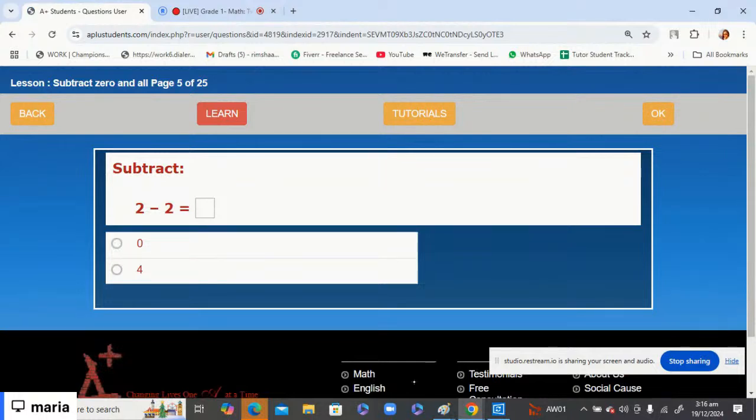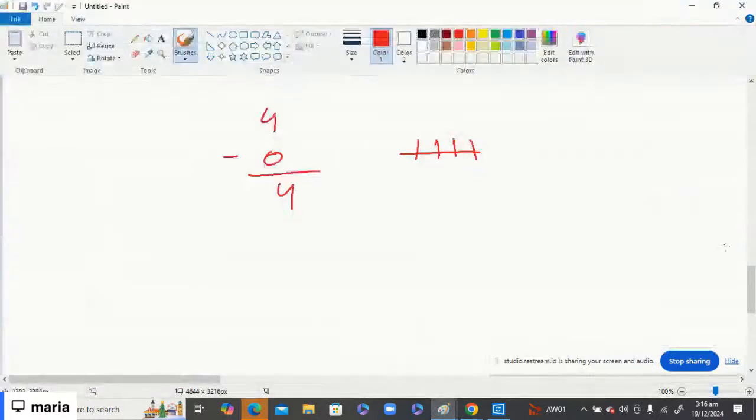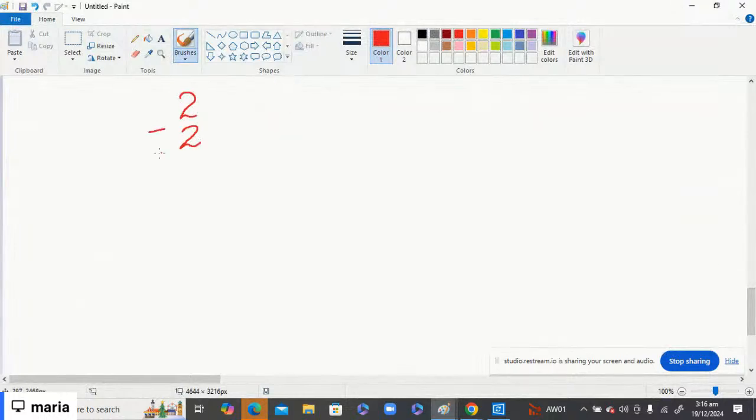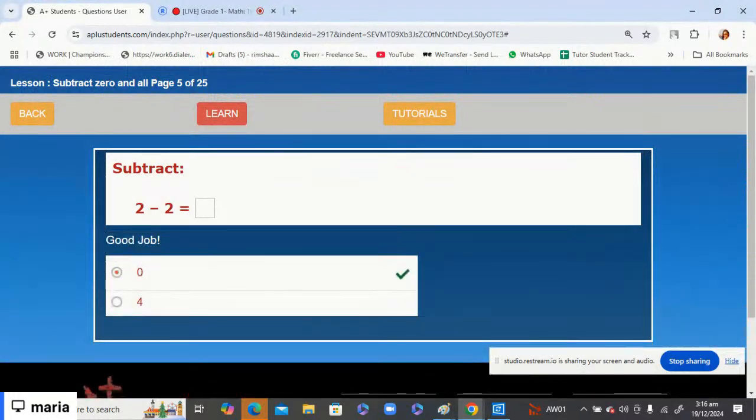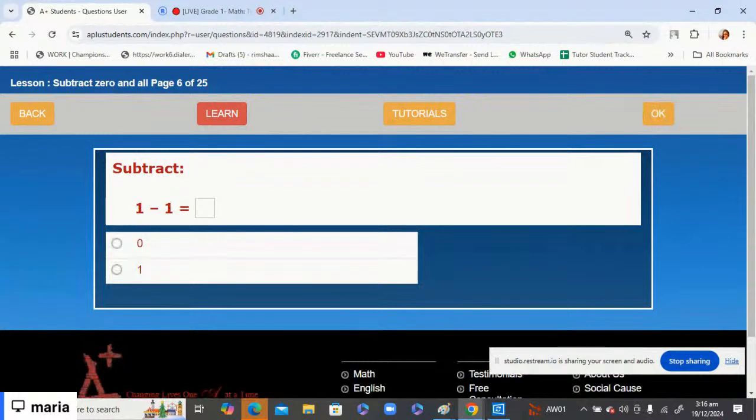Now here 2 minus 2. Look at here now. If two numbers are the same and are subtracted, then you get the answer 0. How? Like there is 2, then these 2 are removed. How many left? Nothing is left, so it means 0. Okay? So putting 0 here. 1 minus 1, again putting 0 here.